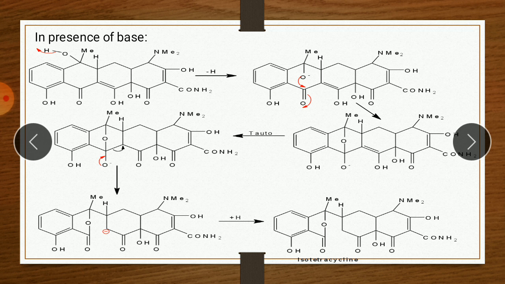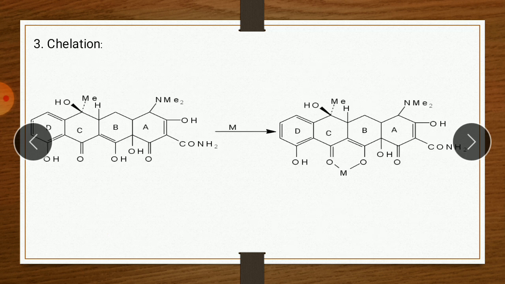These two unfavorable reactions stimulated research that led to the development of more stable and longer acting compounds: 6-deoxy tetracycline, methacycline, doxycycline and minocycline. So it is a dehydration in presence of acid and in presence of base. Then the next property is chelation.